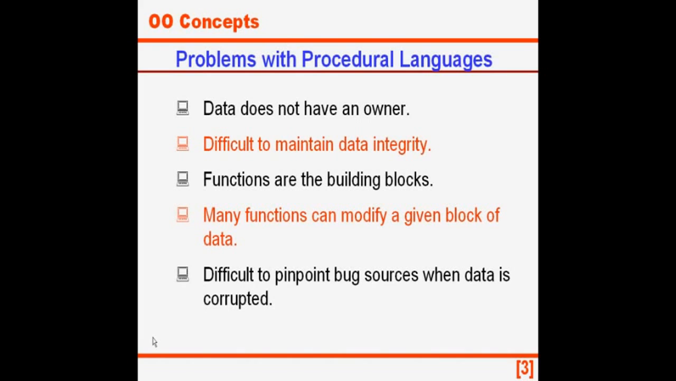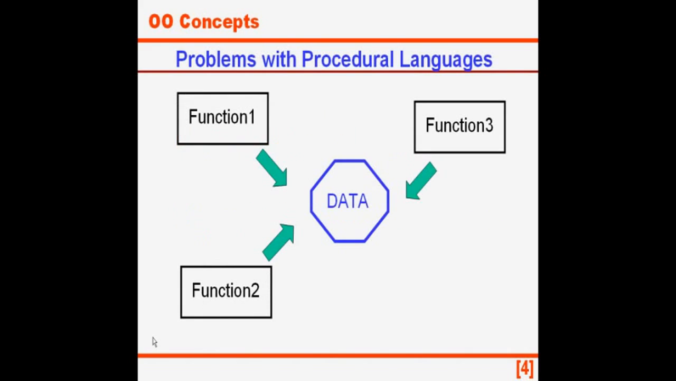Now, many functions can modify a given block of data. So, when the data gets corrupted or something goes wrong with the data, it becomes very difficult to pinpoint which function has misbehaved to create the bug. Here's a picture. We have here function 1, function 3 and function 2, all using a shared data.